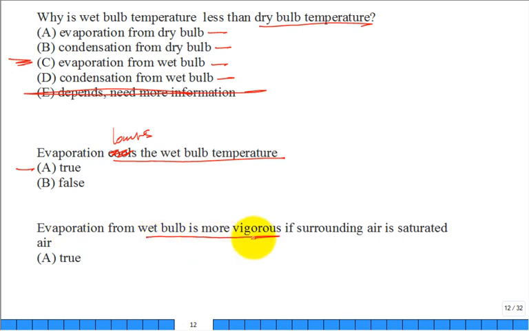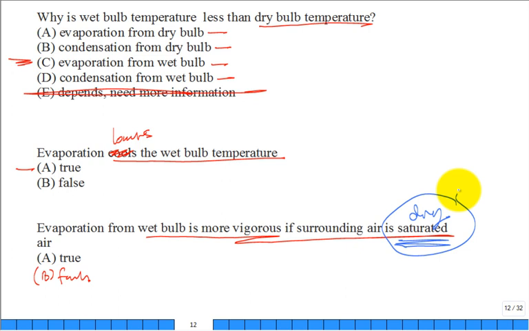Evaporation from the wet bulb is more vigorous if the surrounding air is saturated air. True or false? Read it slowly. Never mind, false. Saturated. You only had that one answer on there, so I thought you were... I'm sneaky. I give you a little softball underhand, then I throw a hard ball down the middle of the plate, 90 miles an hour. Sorry about that, that wasn't on purpose. It just did that. All right. Because I can't have everything true and can't have everything C, we have to have a false in there every now and then. Keep you on your toes. False.